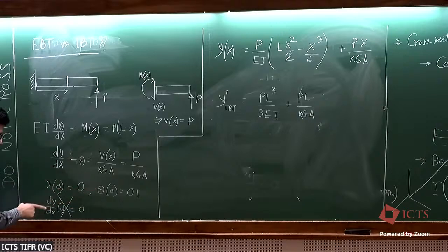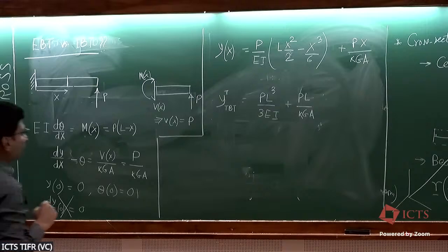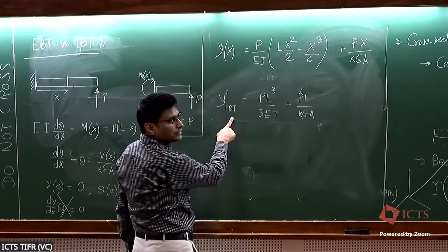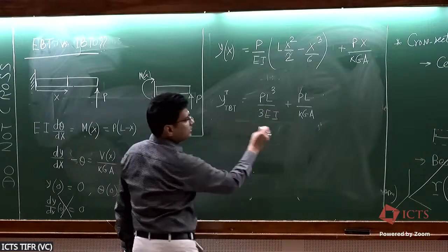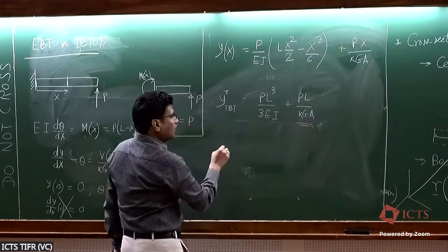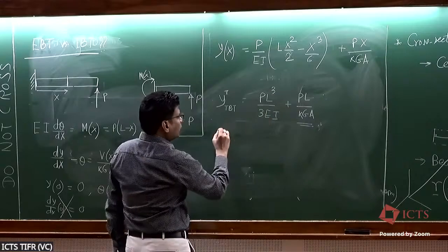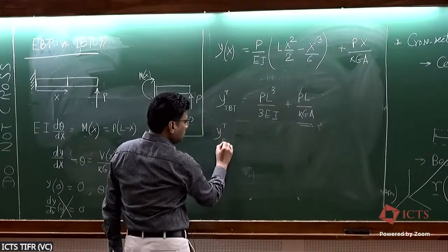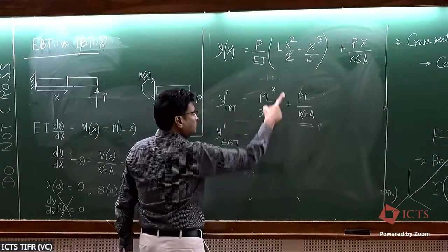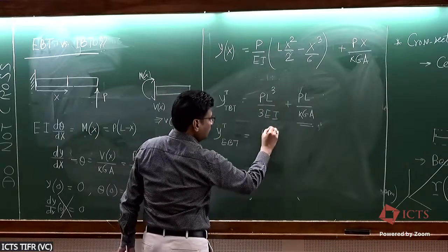Why is it that dy by dx is not equal to 0? Because they are no more independent of each other. If there is shear, then there can be an angle between the normal and dy by dx, which is there in this case for TBT. So that's the deflection in the Timoshenko beam theory, and that's the extra deflection that you are getting. If you do the same thing for Euler-Bernoulli beam theory, then y tip EBT is simply the first term, PL cubed by 3EI.